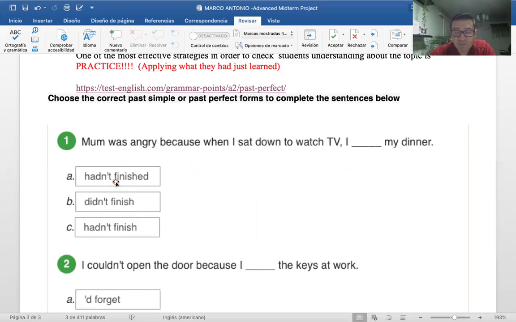With this, it is a negative past perfect. Option B is not good for us because we're talking about simple past, and we want to make clear the chronology of events. And the third one is not correct because the verb should be in past participle. So the first one is the right option: hadn't finished, negative because of the context to make sense, and the correct grammatical formula, had or hadn't, positive or negative, plus the verb in past participle.